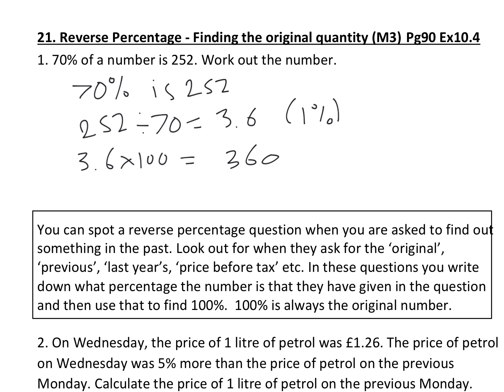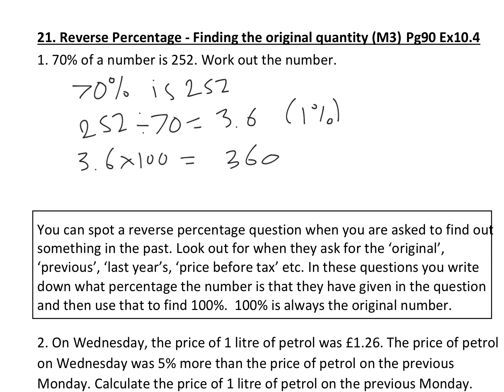And you could check your answer. You could do 360, find 70% of that by multiplying by 0.7, and you should get 252. Now that is a sort of reverse percentage. You're not dividing by 100 here, definitely not. You only have 70%, so you have to divide through by 70 to get 1%, not 100.